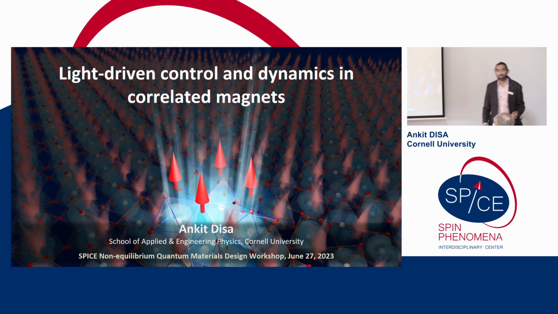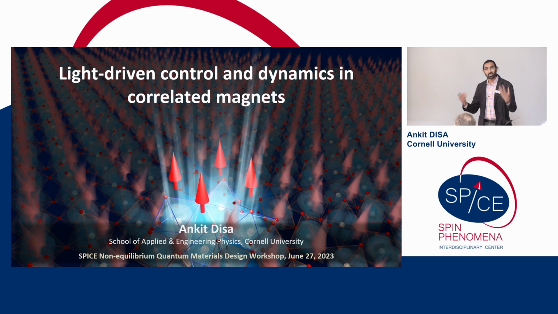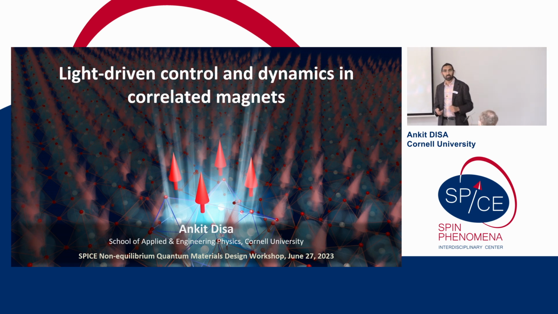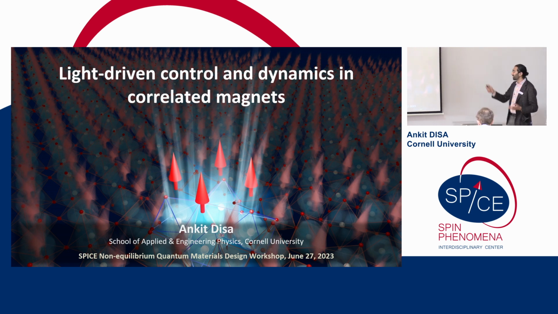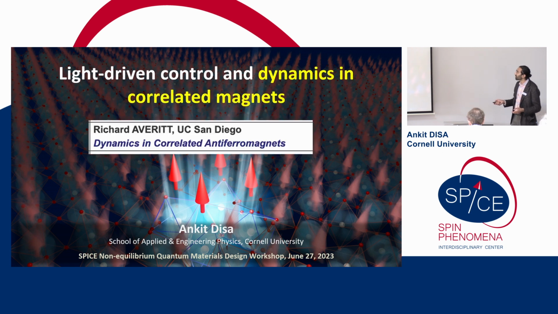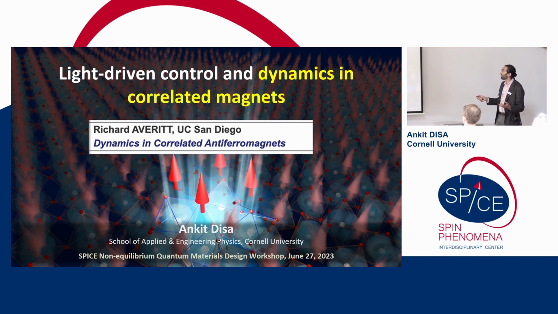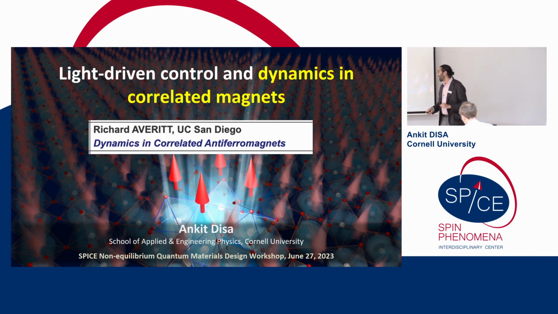Second, as one of the organizers, you often have to fill in when things go wrong. So Rick Averitt was supposed to give this talk, but I will do my best to do a Rick Averitt impersonation here. And so I kind of took that as a little bit of a cue. So I made the title of my talk, Light-Driven Control on Dynamics and Correlated Magnets, which was as close as possible as I could get to Rick's title of Dynamics and Correlated Antiferromagnets. So I'm actually going to be talking about ferromagnets, so that's why I couldn't quite put it in there, but it's pretty close, like 80% overlap, so hopefully it'll be okay.